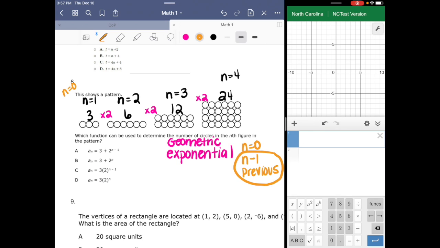So my initial term this time is going to be my 3. So remember, exponential is y equals a times b raised to x. But this time we're going to do a times b raised to x minus 1 because we're going to use the previous term. So my a value is my 3. My b is what I'm multiplying by, which is going to be 2. So therefore my answer is going to be n minus 1, making the exponent.